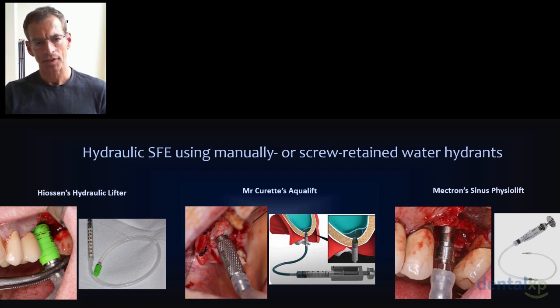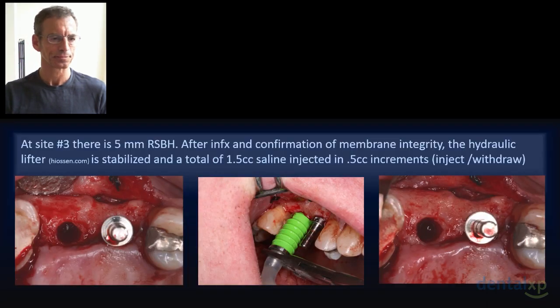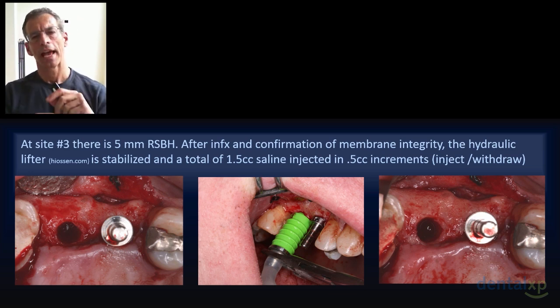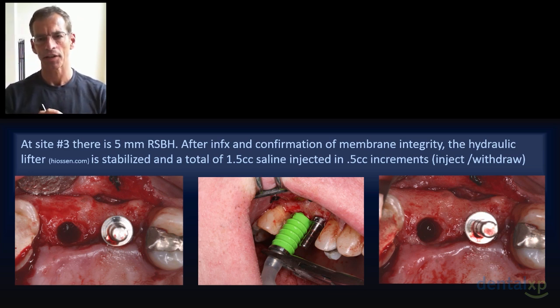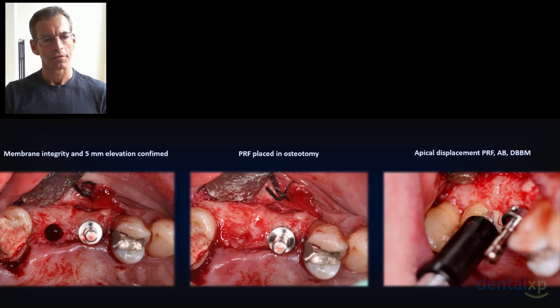I have utilized hydraulic sinus floor elevation with screw-retained or manually retained water hydrants. I'll demonstrate. At site number 3, there's 5 millimeters of subantral bone. After I directly infracture the sinus with an osteotome, I confirm membrane integrity. I then introduce a hydraulic lifter, which is manually stabilized, and a total of 1.5 cc's of saline is injected in 0.5 cc increments, where I inject and withdraw. I confirm membrane integrity and at least 5 millimeters of elevation.